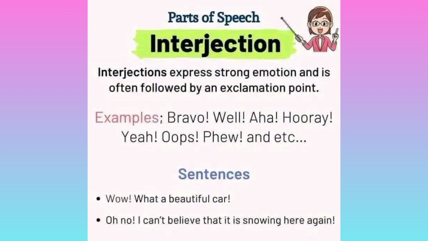Interjection. Interjections express strong emotion and are often followed by an exclamation point. For example, bravo, well, aha, hooray, yeah, oops, phew, etc. Sentences. Wow, what a beautiful car! Oh no, I can't believe that it is snowing here again.